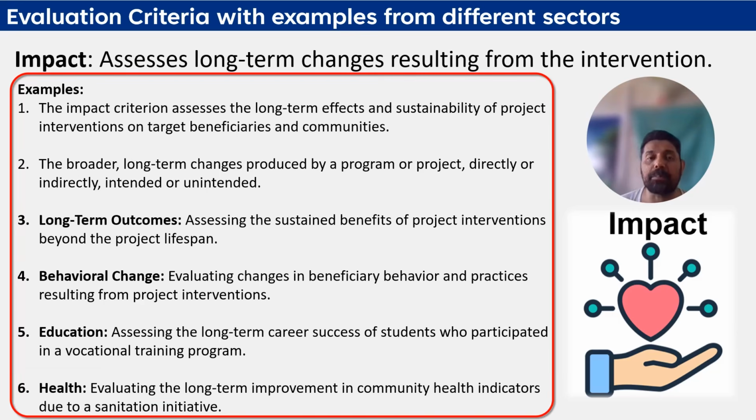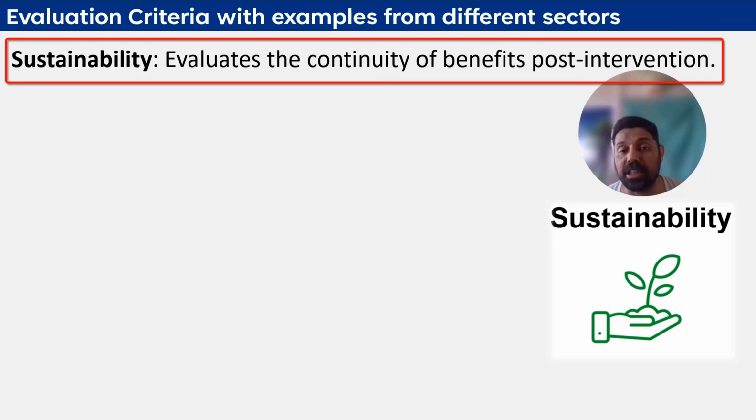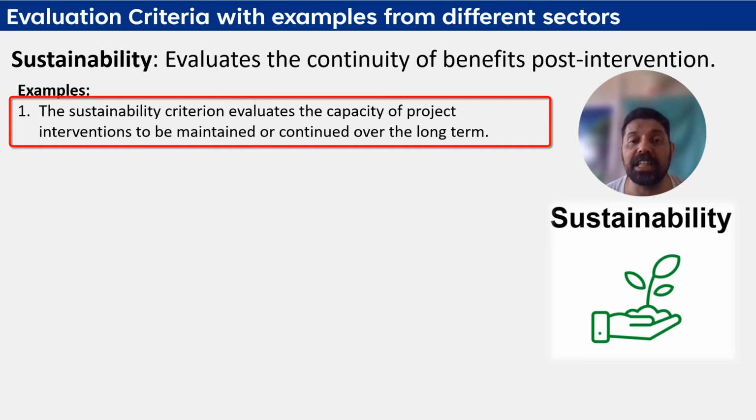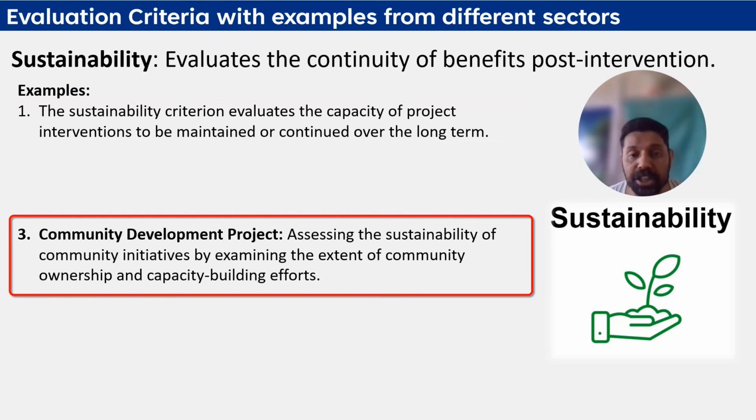So these are some of the examples related to impact. Then we have sustainability, which evaluates the continuity of the benefits post-intervention. The sustainability criteria evaluates the capacity of project interventions to be maintained or continued over the long term. For example, in a community development project, assessing the sustainability of community initiatives by examining the extent of community ownership and capacity building efforts.